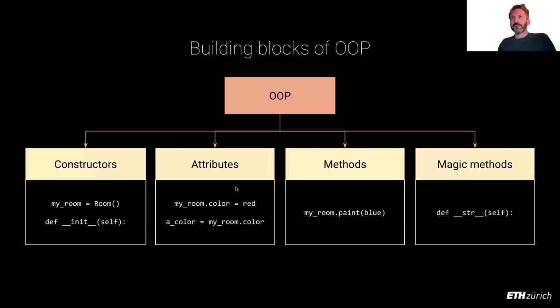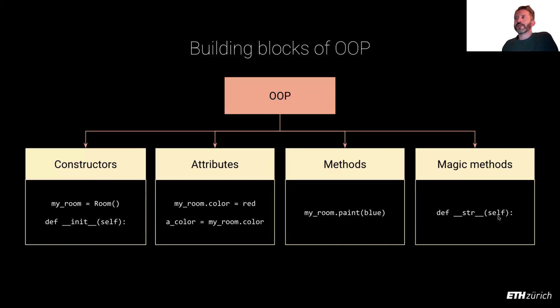So, back to the building blocks, we have attributes, and we have methods. A method is a function that is attached to it. So if we want to paint a specific room, we can do my room dot, the dot notation, paint with the new color. And we have something that we didn't see explicitly, but some methods are magic. They're called magic methods. For example, this dunder str string.